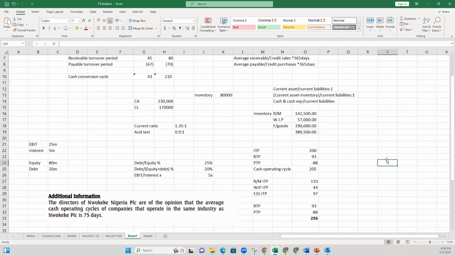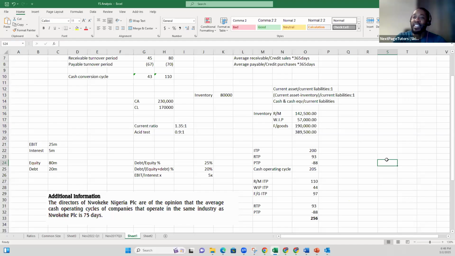The directors of UNWOKK Nigeria PLC are of the opinion that the average cash operating cycle of companies that operate in the same industry as UNWOKK PLC is 75 days. And our own is what? It's 256 days. So the number is way above the industry average, and it shows that they take more time to be able to convert their working capital into cash, which is not a very good indication when compared to the industry average. Thank you very much.